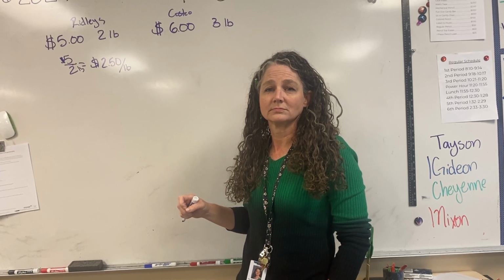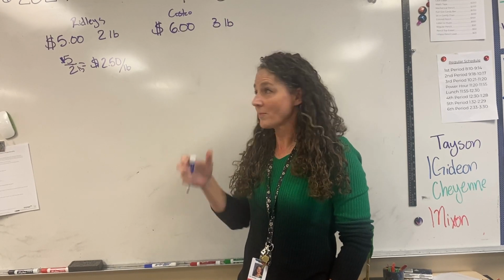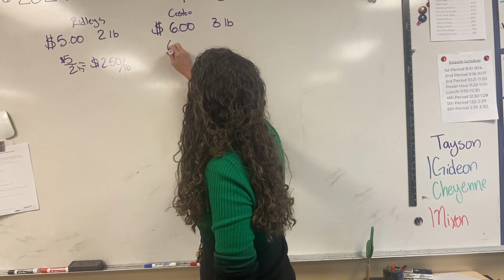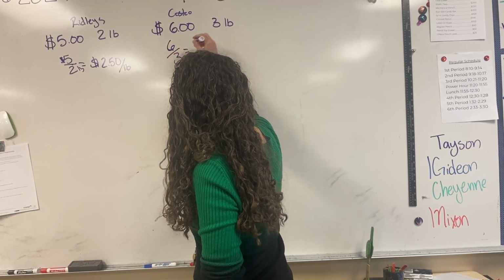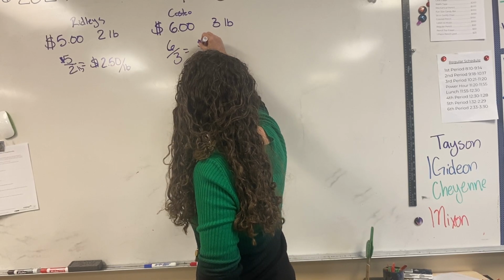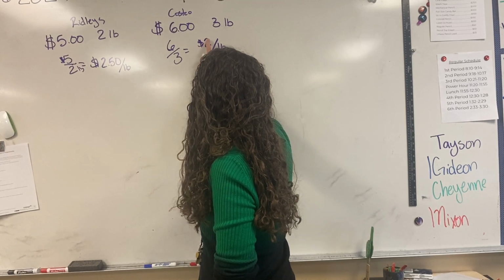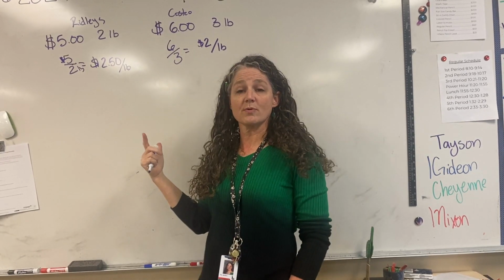Well, I was going to say the answer, but I know I'm not supposed to say that. So how would we do it? How would we set it up? 6 divided by 3. So what is our cost per pound? $2. This one is $2 per pound. That means it's cheaper, for $2, so Costco's cheaper for each one.